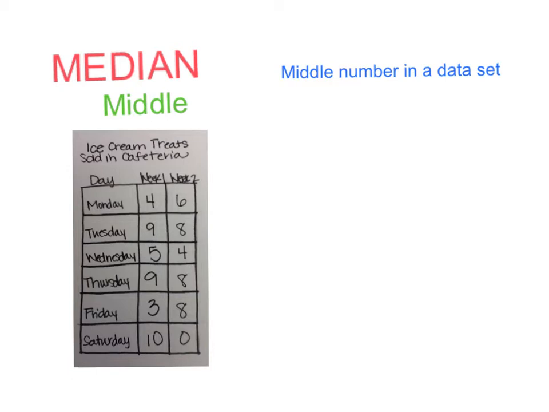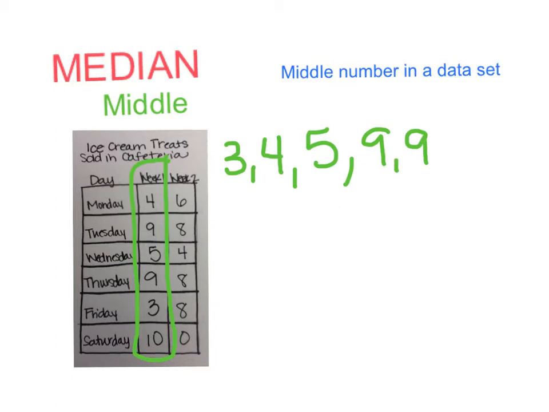So this time I'm going to look at my data set from week 1, because I'm looking for my median number of ice cream treats sold in week 1. So I'm just going to look at those numbers and I'm going to list them in order. So I have 3, then I have 4, 5, 9, 9, 10. And once you have them in order, you find the one in the middle.